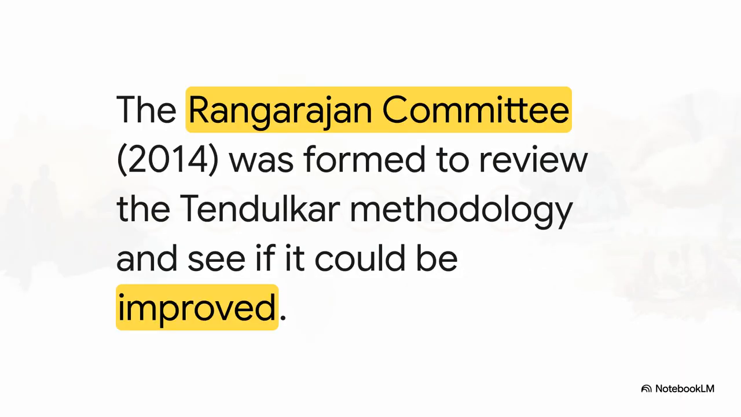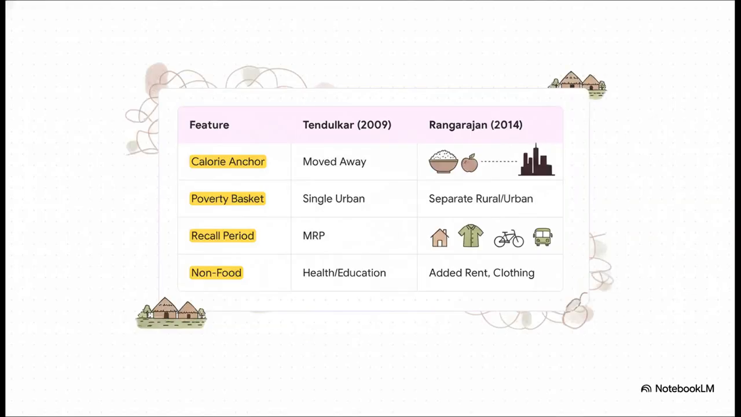So in 2012, the government set up the Rangarajan Committee. Their entire job was to take a really hard look at the Tendulkar formula and figure out if there was a better way to do it. Let's put them side by side, because the differences are pretty telling. The Rangarajan Committee actually went back to using calories as a baseline. They also went back to having separate baskets for rural and urban areas. But they also expanded the list of essential non-food items even more, including things like rent, clothing, and transportation.